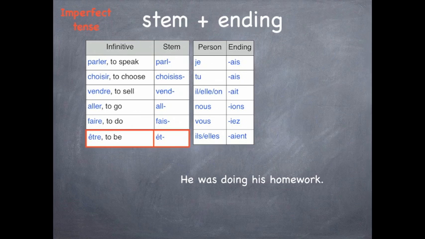He was doing his homework. The stem of faire, to do, is F-A-I-S, and the ending for he is A-I-T. Il faisait ses devoirs.